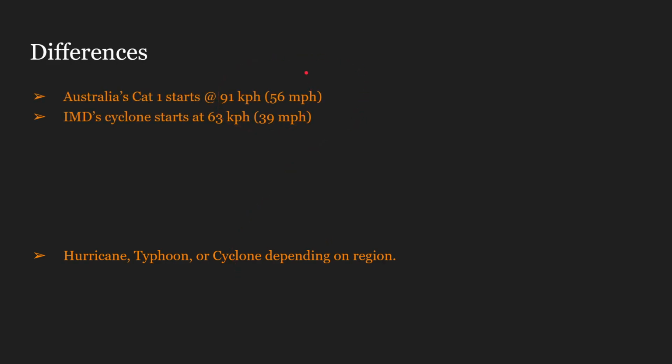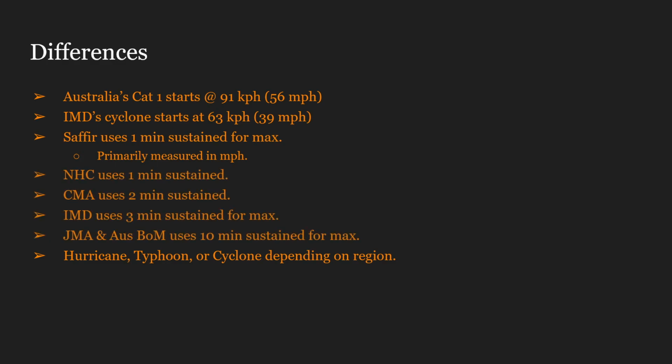The 2 that I mentioned that were not the same were Australia's and India's. Australia's Category 1 starts at 91 kilometers per hour, which is 56 miles per hour, and the IMD's cyclone starts at 63 kilometers per hour, or 39 miles per hour. The Category 1 for Australia would be like around middle tropical storm equivalents, and 39 miles per hour is just the beginning of tropical storm equivalents on the Saffir scale.